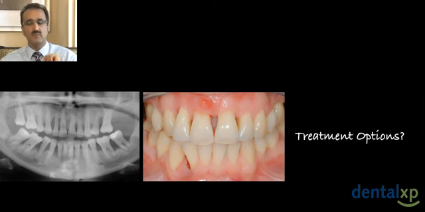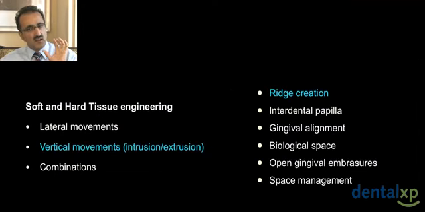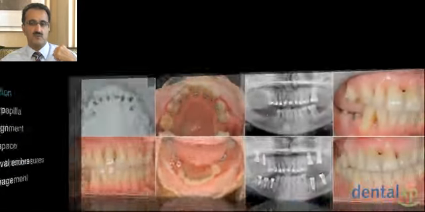But we have to remove the infection. Of course, first thing we need to do is control disease, and then we're going to remove any inflammation, and we're going to regenerate tissues. And we can engineer soft and hard tissue with orthodontics to create ridges by lateral movements, but also by vertical movements to create volume of bone and soft tissue. And let's show you how we do this.